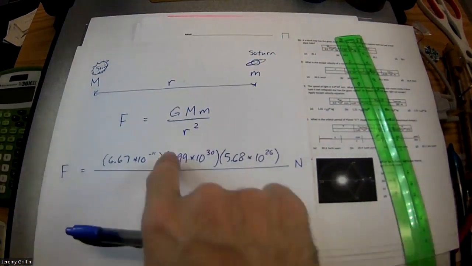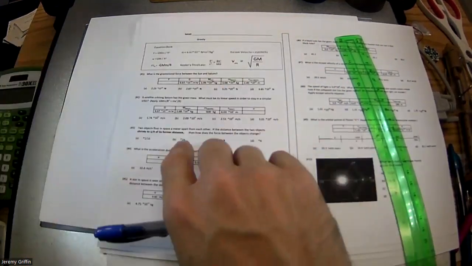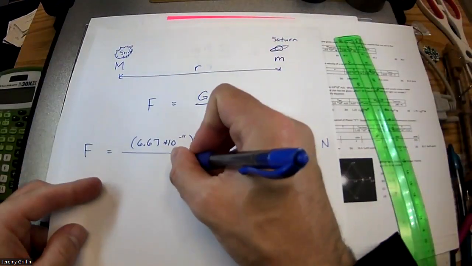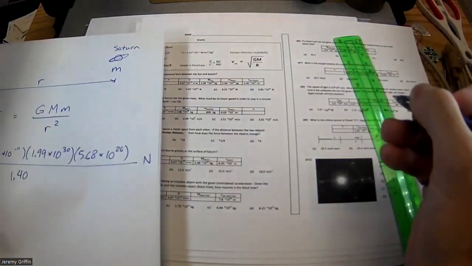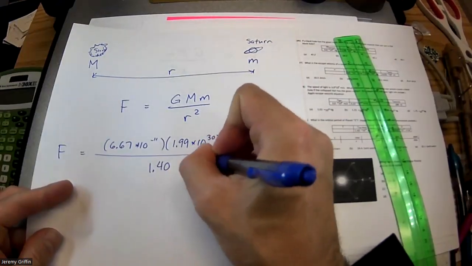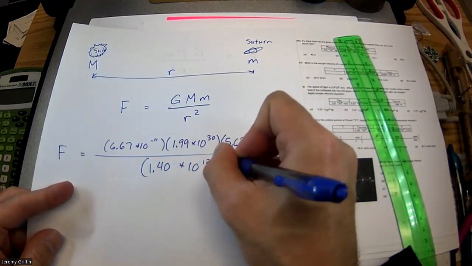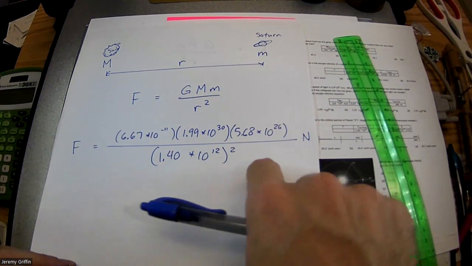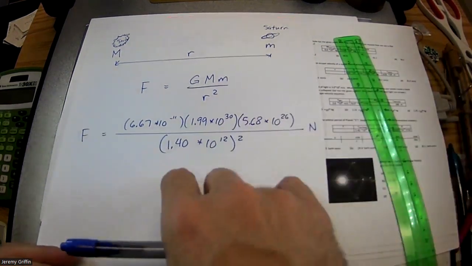And then r. Now this r is the distance from the Sun to Saturn. I have to look that number up: 1.4 times 10 to the 12 meters. That's being squared. Now, because these numbers are all in base SI units, it's going to consolidate to newtons. I took care of that already.